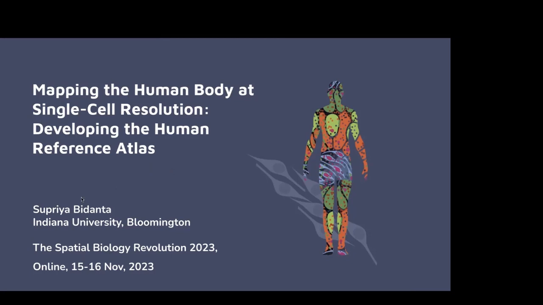I'm a part of Katie Borner's lab here at Indiana University. So the topic of the talk is mapping the human body at single-cell resolution, developing the human reference atlas. As you know, having an atlas would help everyone to know where to navigate to and give the key insights about how everything is there as an overview. So here as a lab or as a project, we do the same.